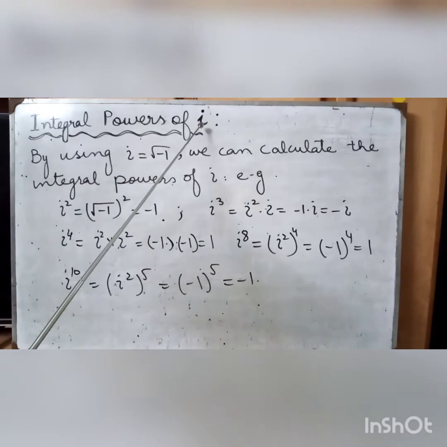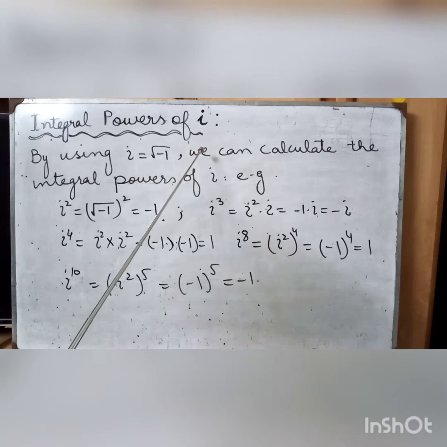Integral powers of iota. By using iota is equal to square root of -1, we can calculate the integral powers of iota. For example, iota square is equal to square root of -1 whole square, which is equal to -1. Iota cube is equal to iota square multiplied by iota, where iota square is equal to -1, so iota cube is equal to minus iota. Iota 4 is equal to 1. Iota 8 is equal to 1. Iota 10 is equal to -1.